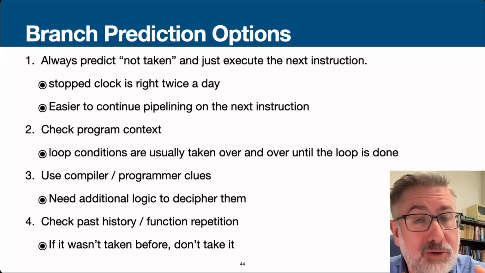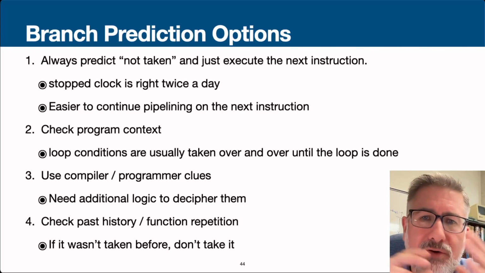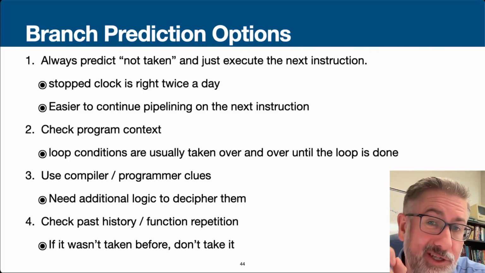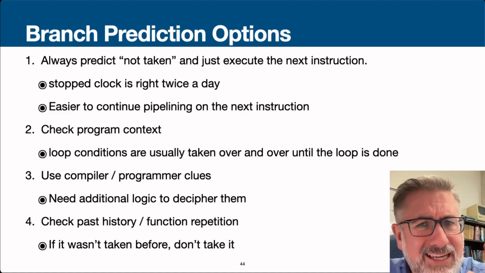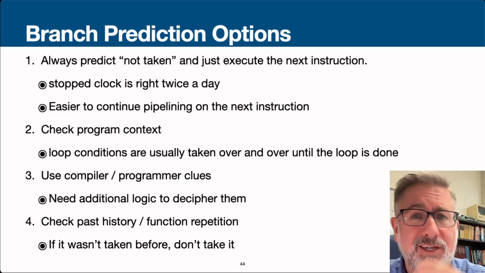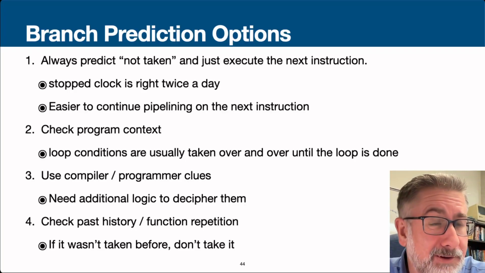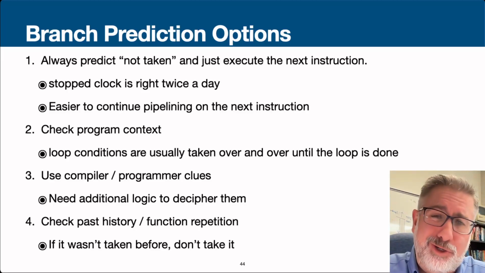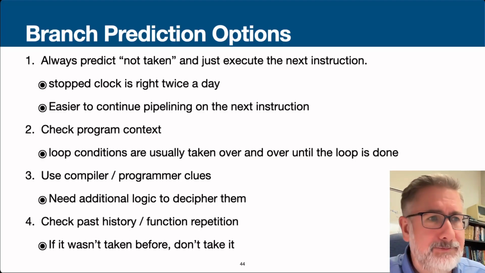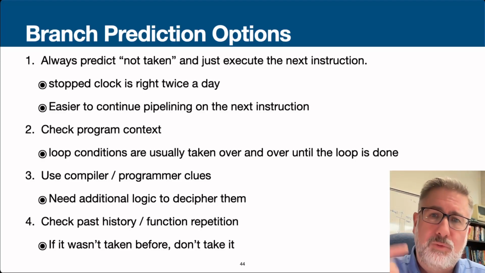We can also use compiler and programmer clues. There are ways for the assembler to write code to make a suggestion to the pipeline to say, I think it's likely this branch is not going to be taken, right? I'm checking for a really weird edge case here, so probably it's not going to be taken. So I would encourage you to predict not taken, right? You can actually put that into your code and give a hint to the pipeline as to what is the likely outcome, right?